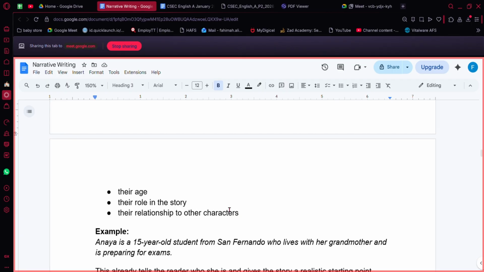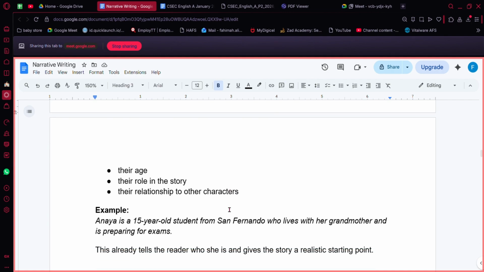And your relationship to other characters. So is your character an antagonist, meaning they are there to go against the main character and cause the problems? If that is the case, they are important because they help the story to move forward.